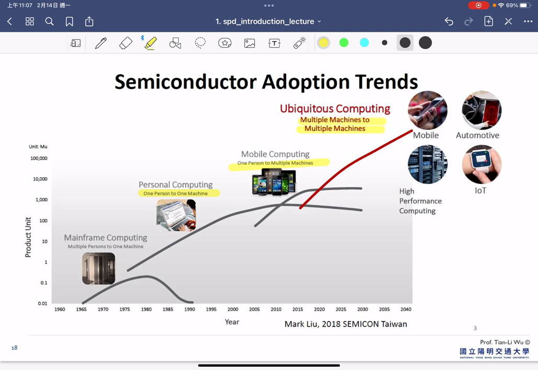So all of the machines are actually in the area of IoT. We have the Internet of Things that is trying to connect every device together, and therefore that's one of the reasons that we need very high performance semiconductor devices, because the machine itself can start to connect with another machine. That's one of the major trends for semiconductor adoption.